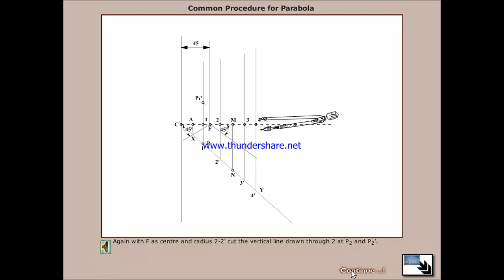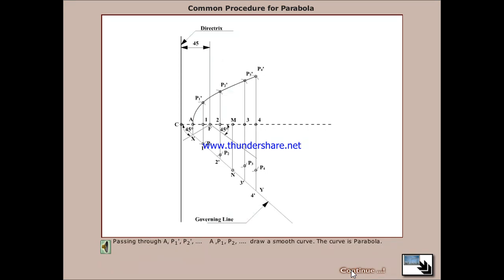Again, with F as center and radius 2 to 2 dash, cut the vertical line drawn through 2 at P2 and P2 dash. Similarly, obtain P3 and P3 dash, etc. Passing through A, P1 dash, P2 dash, and so on, A, P1, P2, and so on, draw a smooth curve.